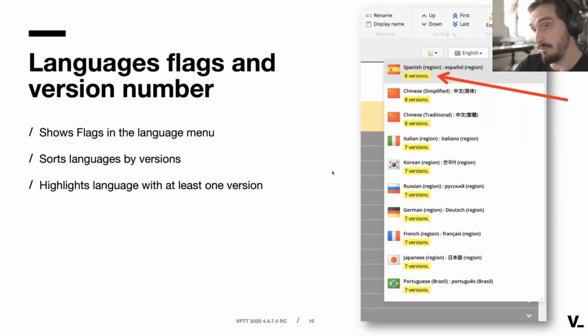The third module I would like to highlight today is the language flags and version number. The extension will automatically add some flags to your language list. So when you have to deal with a very long list of languages in Sitecore, it's very easy to identify where you should click to navigate to your language version. The second point is that the extension will highlight the number of versions and sort your list of languages from the one with the biggest number of versions until the one who has eventually no versions. So again, it's very easy to navigate through your list and versions in Sitecore.